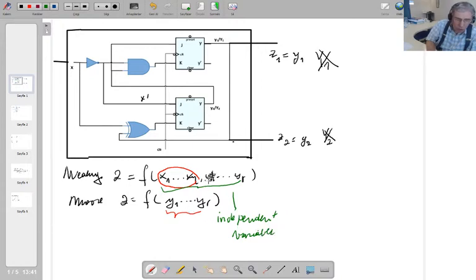So you never see capital Y's here. Small y's you're going to see. These are the small y's, not the capital Y's. That is the critical point, because capital Y's are dependent variables. Capital Y's, the g functions, are functions of x1 to xn and y1 to yr. So this should not be seen here.